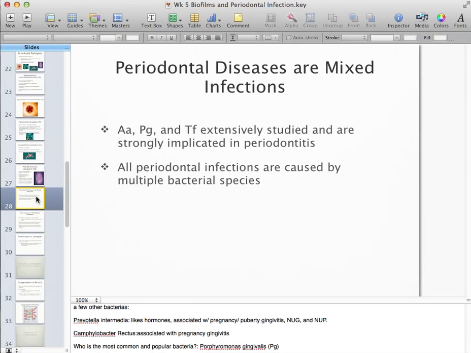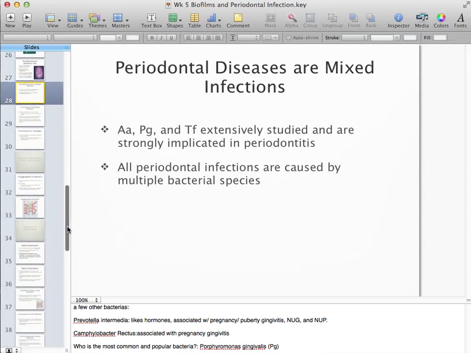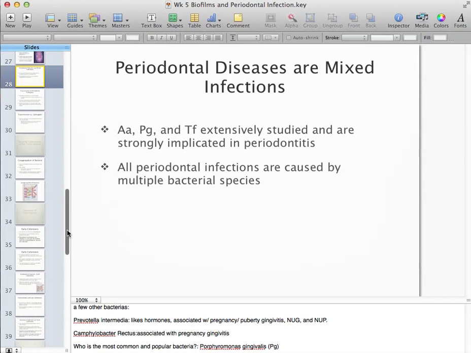So those were the 4 bacteria: AA, FN, TF, and Porphyromonas gingivalis. Periodontal diseases are mixed infections. AA, PG, and TF are extensively studied and are strongly implicated in periodontitis. But remember, all perio infections are caused by multiple bacteria. These are just the most common ones we see.